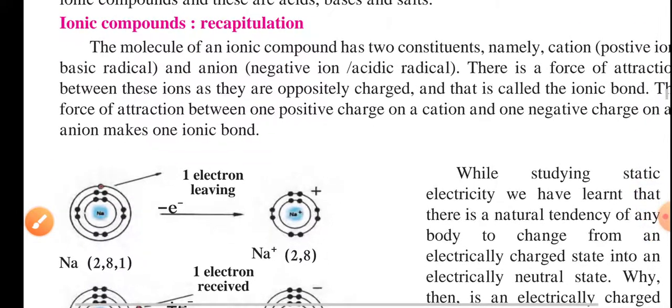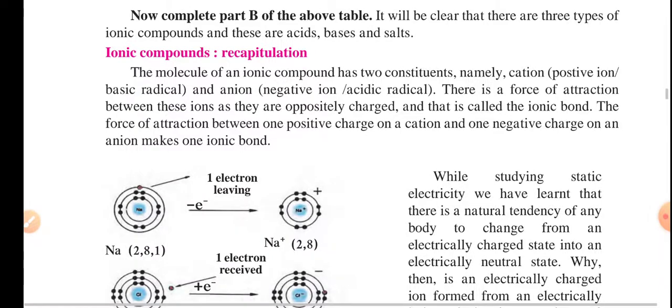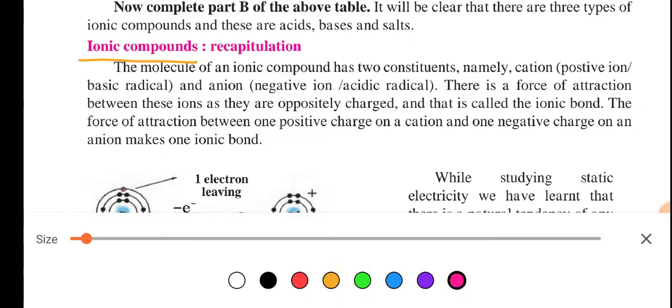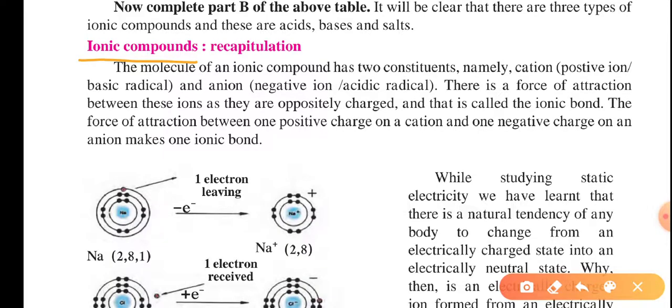Now, I have explained this earlier, but for recap and revision purposes, I will explain it right now. Ionic compound. How do ionic compounds usually form? The ionic compound forms due to, as we have seen, the sodium.